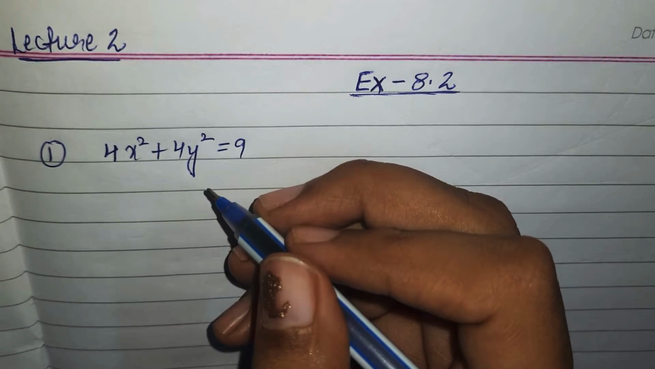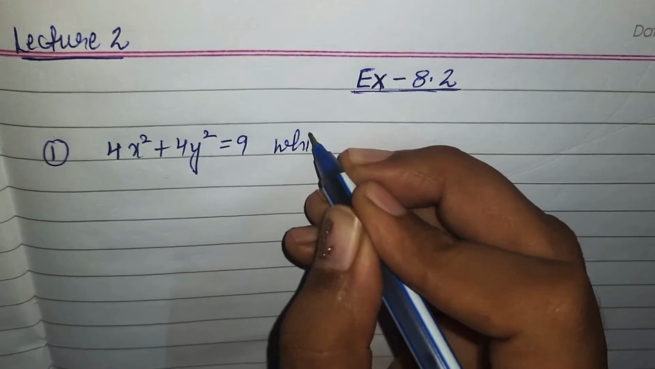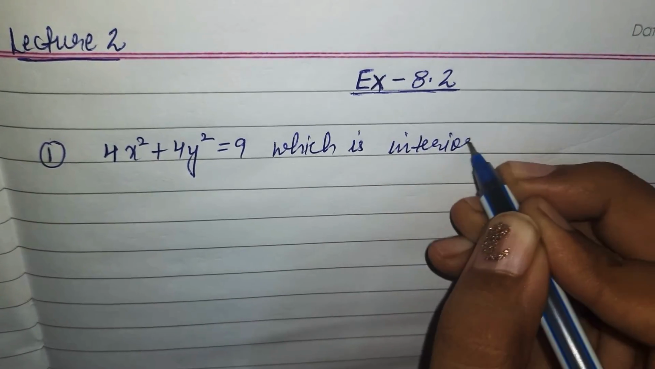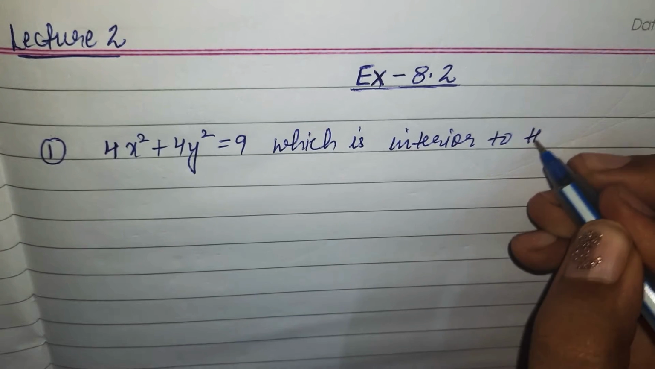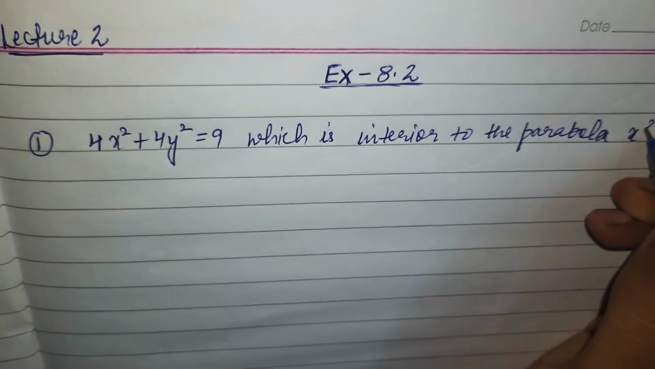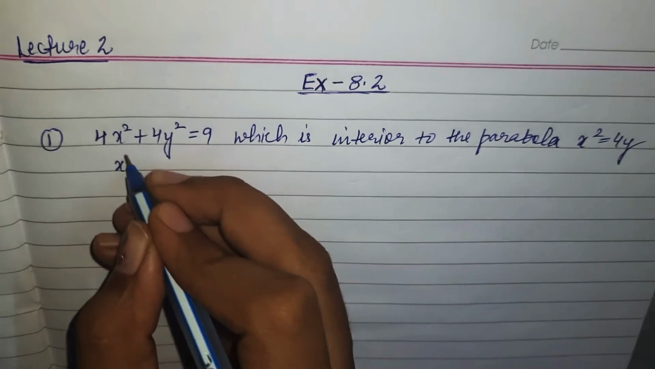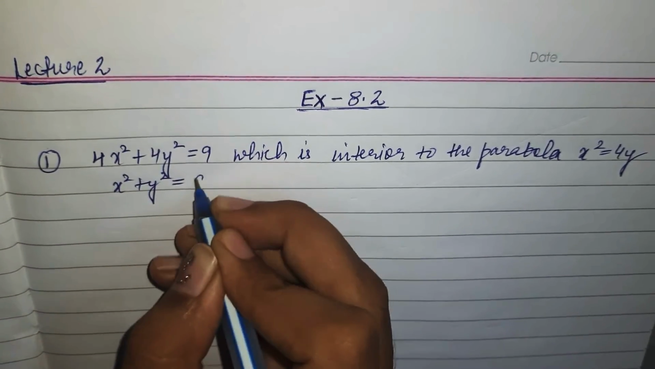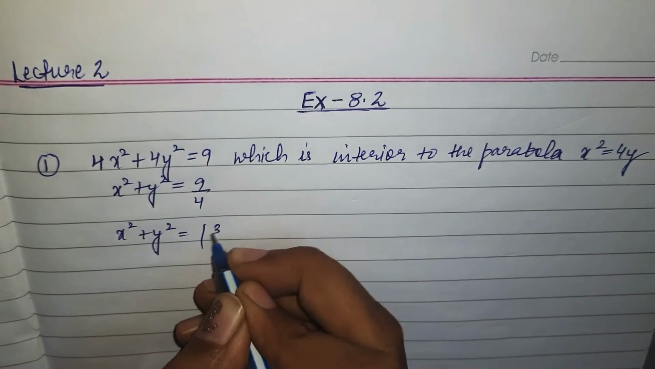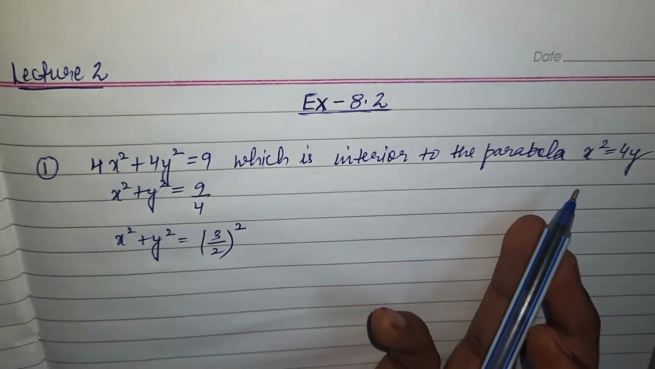Find the area of the circle 4x square plus 4y square is equivalent to 9, which is interior to the parabola x square is equivalent to 4y. Okay, if I'll talk about this, it will become x square plus y square, if I take 4 common, 9 by 4. So this is the equation of a circle where the radius is 3 by 2, raised to the power square. 3 by 2 is the radius and this is your upward parabola.